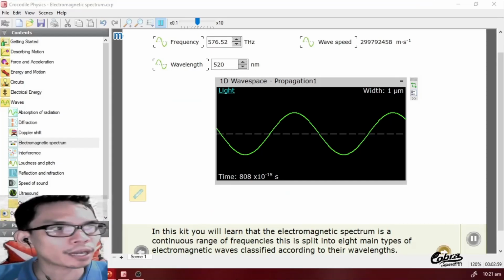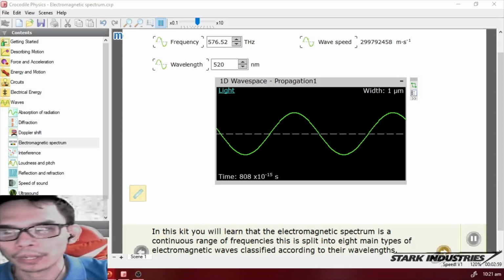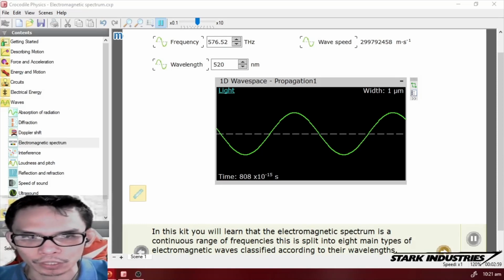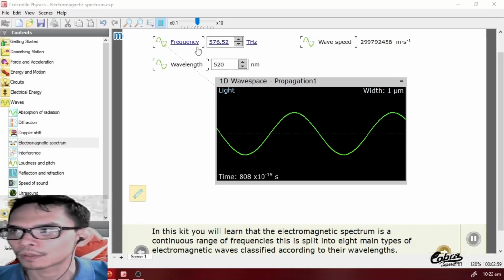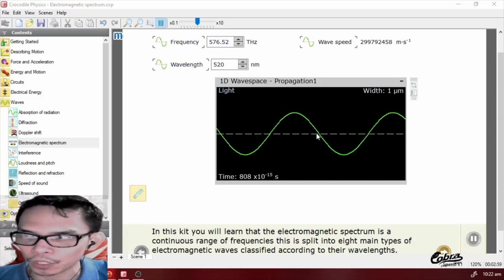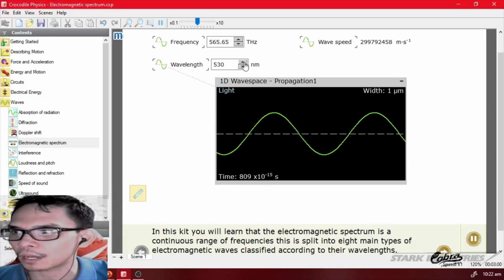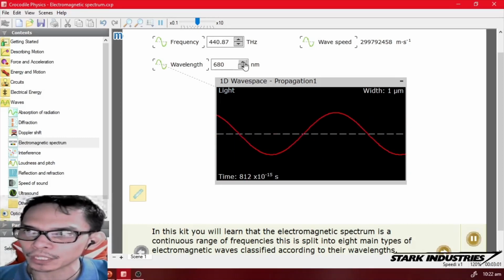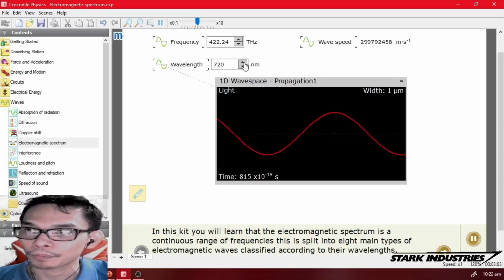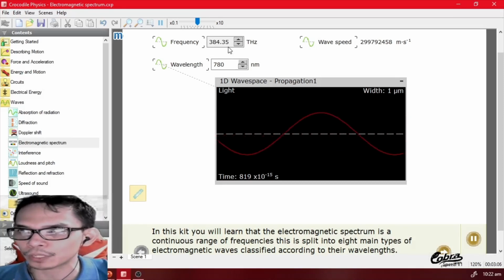I have right here a simulation from Crocodile Physics that shows the different wavelengths of light and the frequencies as well. In this case, I have here the default, which is light. It is green right now. If I increase the wavelength, notice that the frequency decreases. So it also affects the frequency: as I increase the wavelength, the frequency decreases.